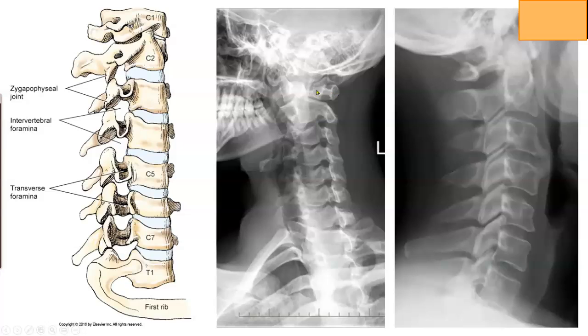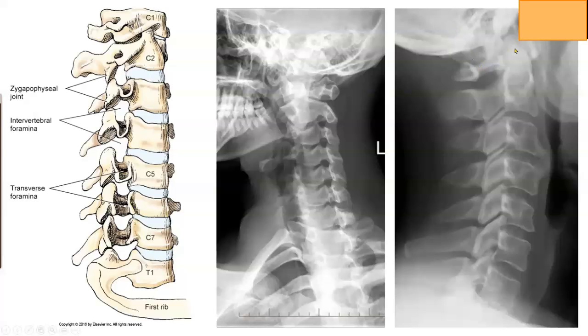So in counting, here's C1, 2 has a very prominent body, and you can actually see the dens process, 2, 3, 4, 5, 6, 7. T1 will have the first rib coming off of it, and that's another way. You can always check by counting downwards or upwards, knowing that if you're counting from inferior to superior, you have to figure out which one is T1, and then you count the bodies above that. Now, there are situations where a patient will have an extra cervical vertebrae. So in those situations, it's very important that you're counting correctly on all your images.